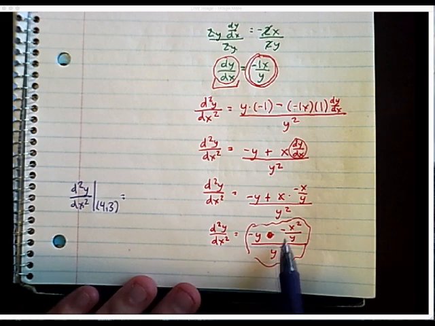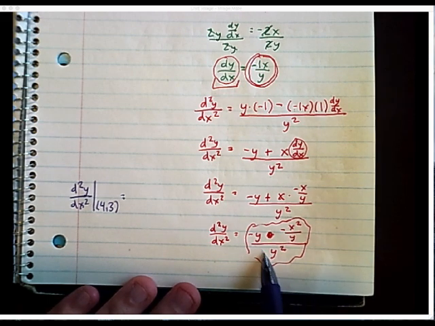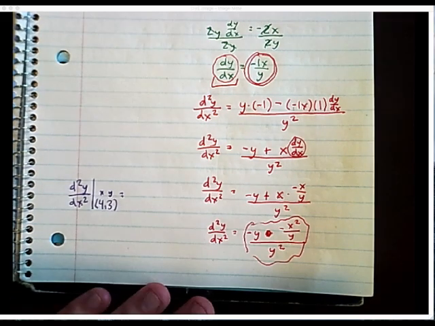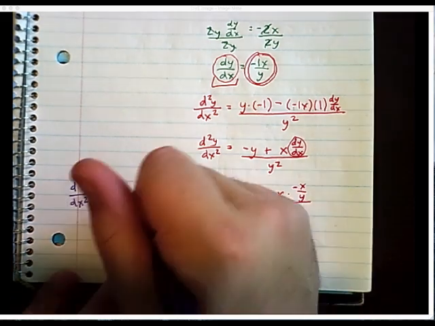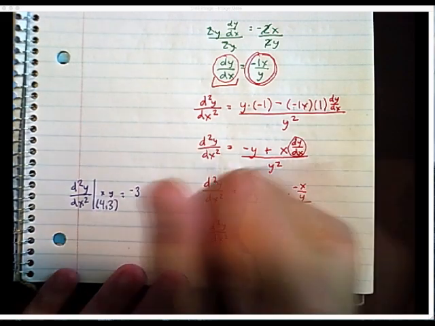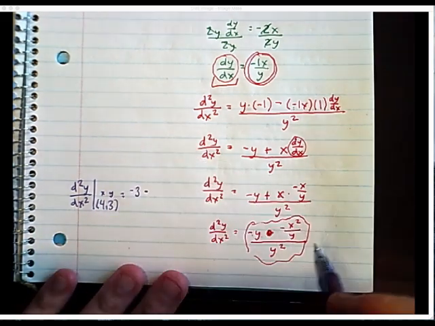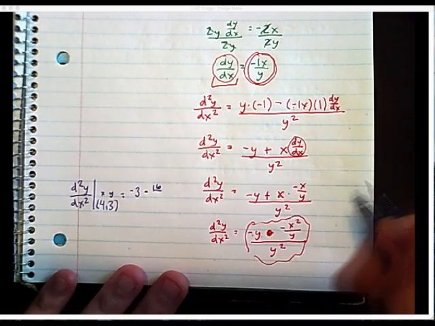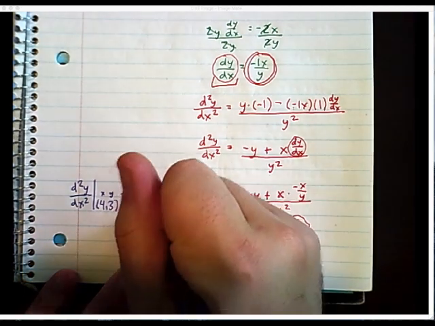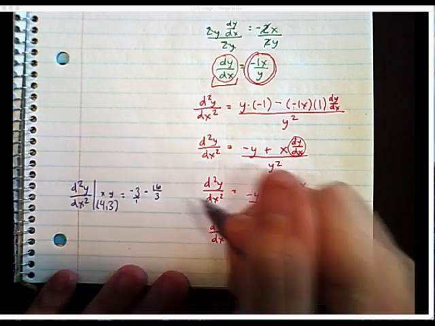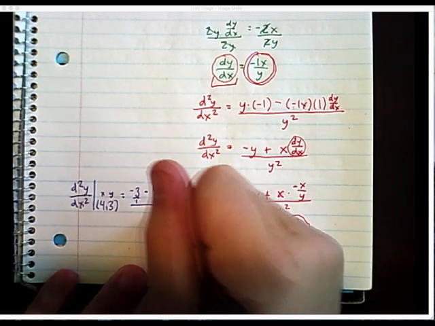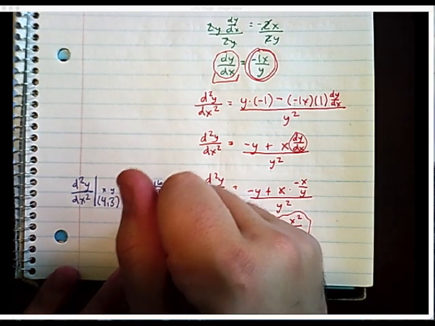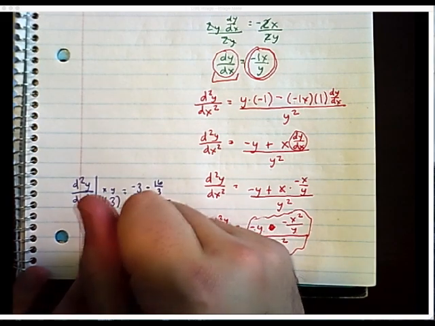So everywhere I see an x, I'm going to plug in a 4. Everywhere I see a y, I'm going to plug in a 3. So this says negative y, so negative 3, minus x squared, 4 squared is 16, over y, which again is 3. So this is like negative 3 over 1 minus 16 thirds, all over 3 squared. And we just have to simplify it.